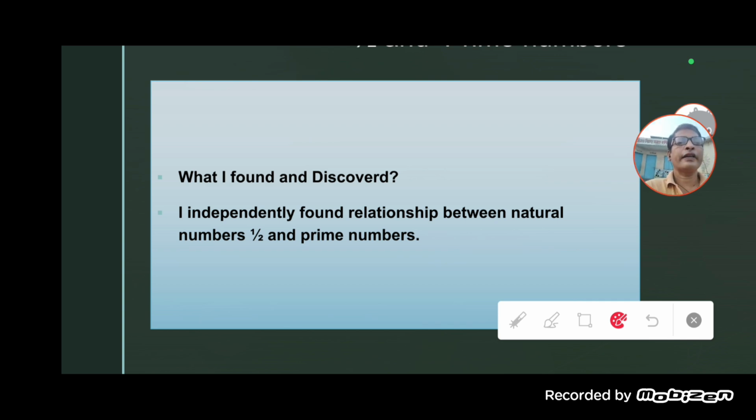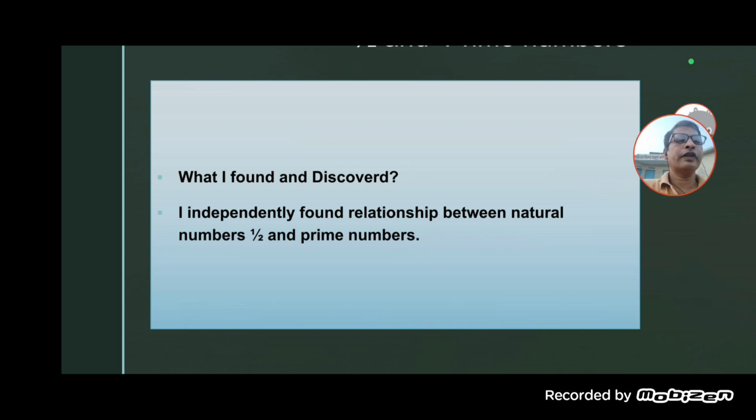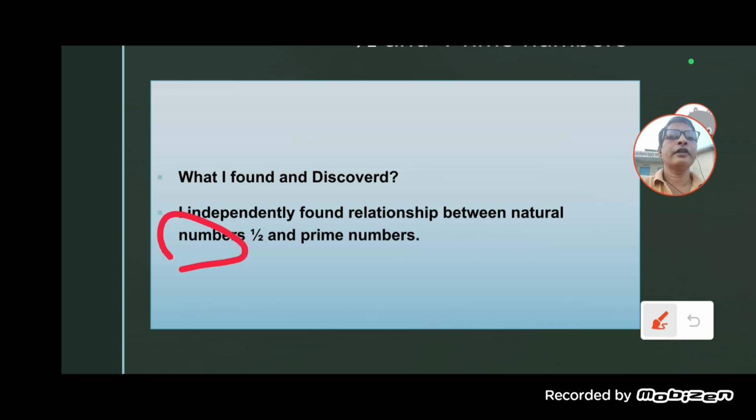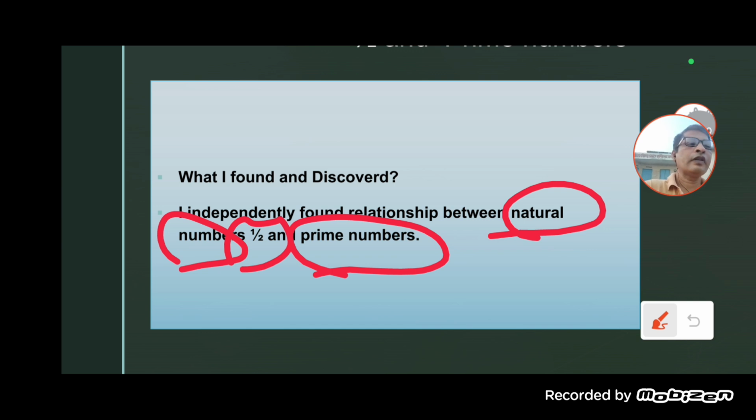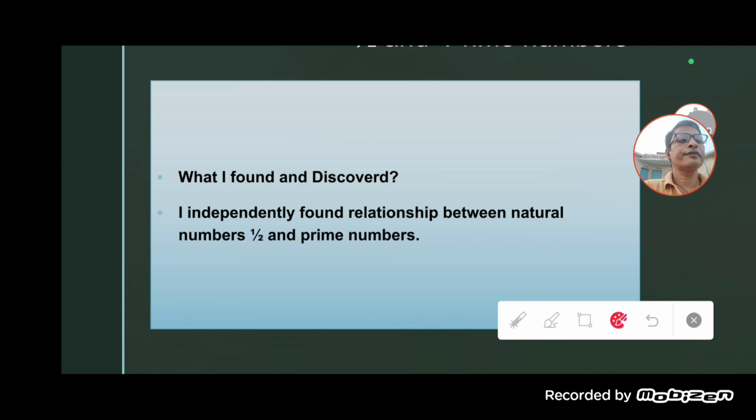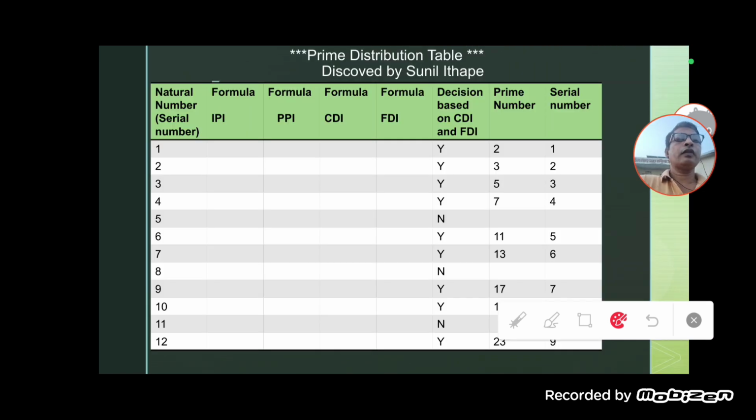The answer is I independently found the relationship between natural numbers like 1, 2, 3, 4, 5, 6, 1/2 and prime numbers. So how did I discover this? By means of this prime distribution table. This is how I discovered it.